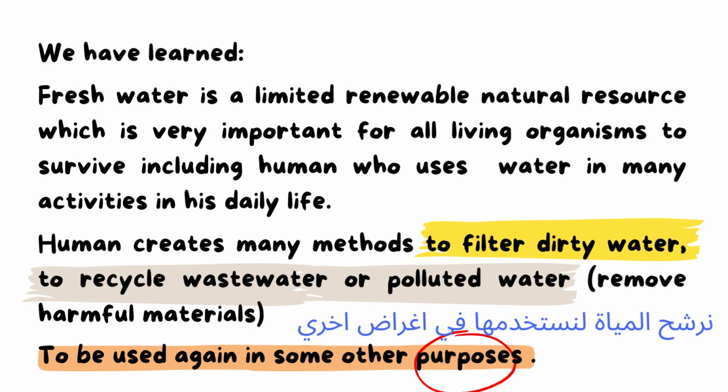As well as to recycle wastewater. What's the meaning of wastewater? Yes, water that was used before, or polluted water. So if we recycle wastewater or polluted water, we remove the harmful materials. So this is water filtration, okay? Why do we do this? To be used again for some other purposes. So we filter dirty water to use the water again.